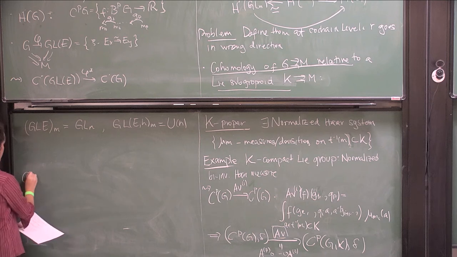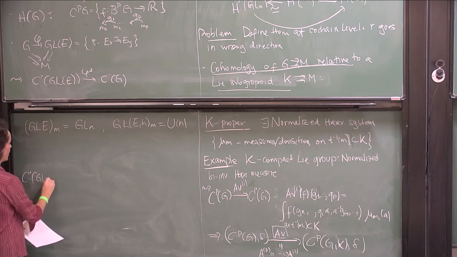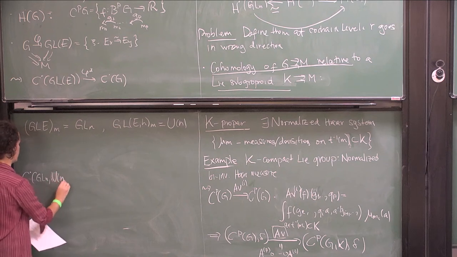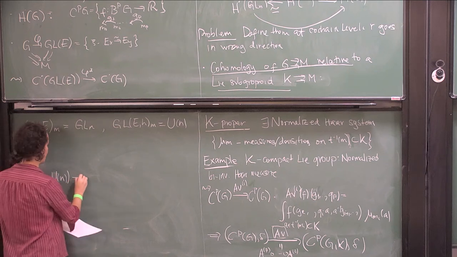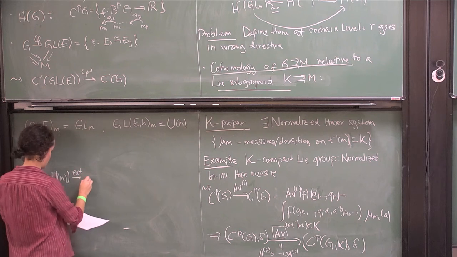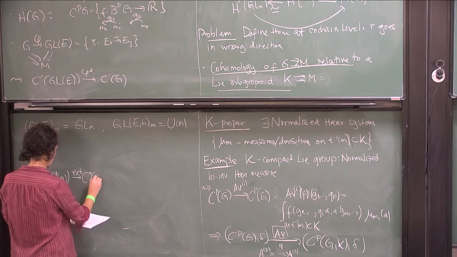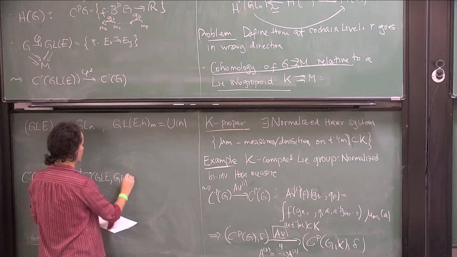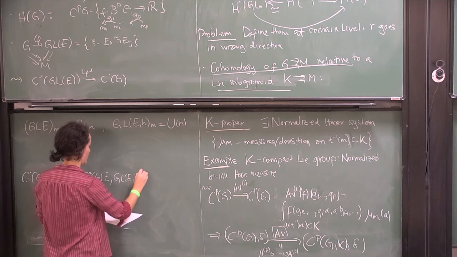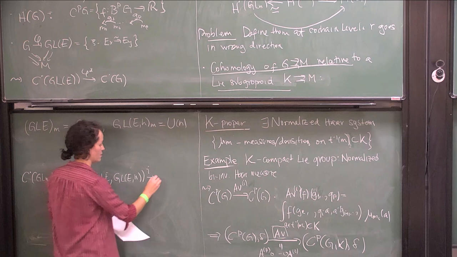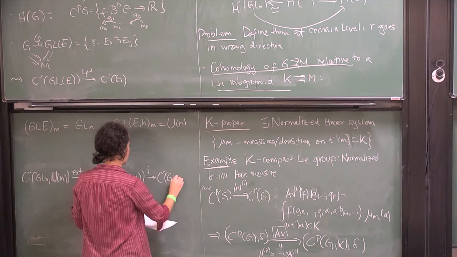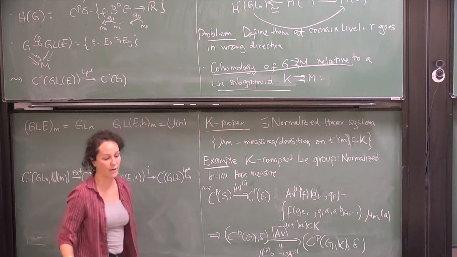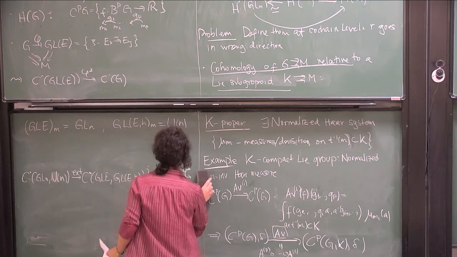I have the relative cohomology of the isotropies. I have this extension map that goes to the relative complex of GLE relative to GLEH. I have the inclusion to GLE, and then I have the pullback to the cochain complex of G.